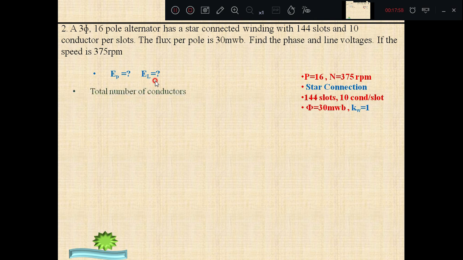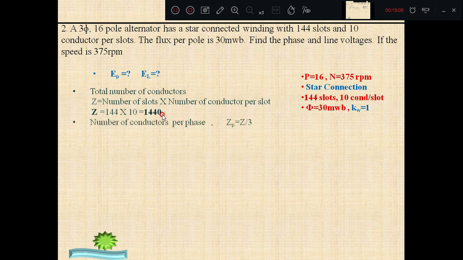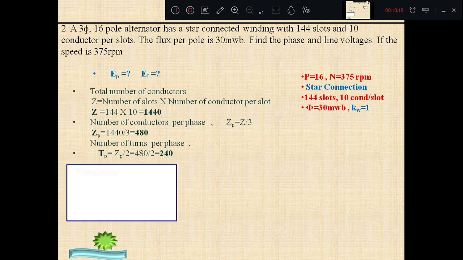Once again, you have to find the total number of conductors, which is equal to number of slots into number of conductors per slot, 144 into 10. Zp is Z by 3, that is 480. The number of turns per phase is 480 divided by 2, 240. Then here, the frequency is not given. Therefore, in the equation EP, the frequency is there, but it is not given. You have to calculate the frequency. f is equal to Pn by 120. All the data is given, P is given, N is given.